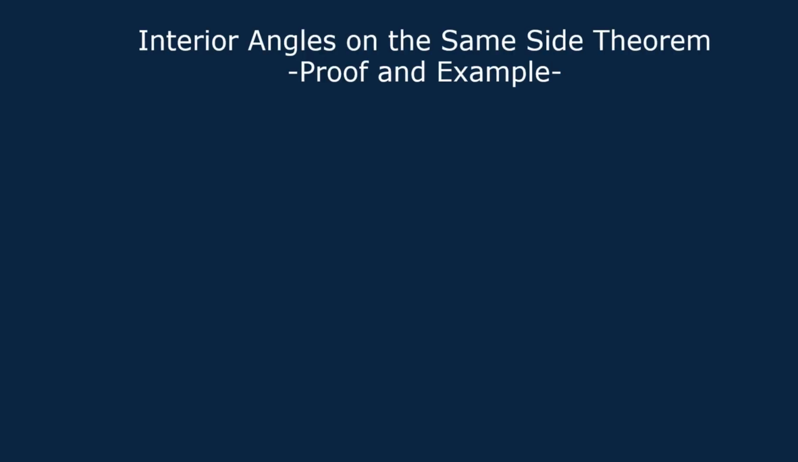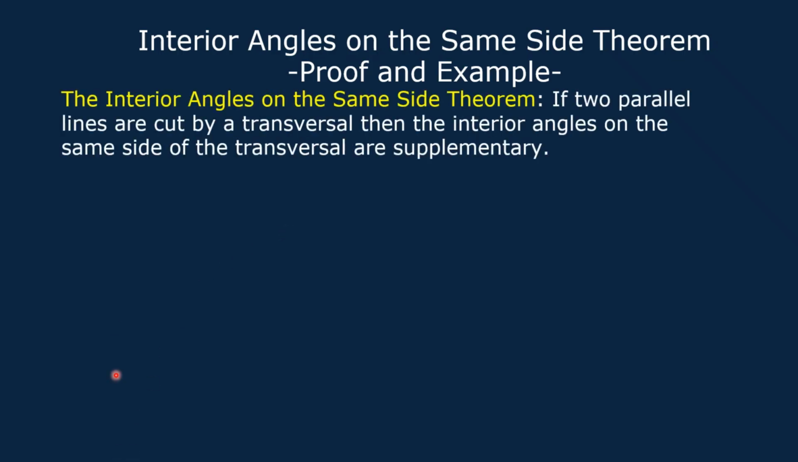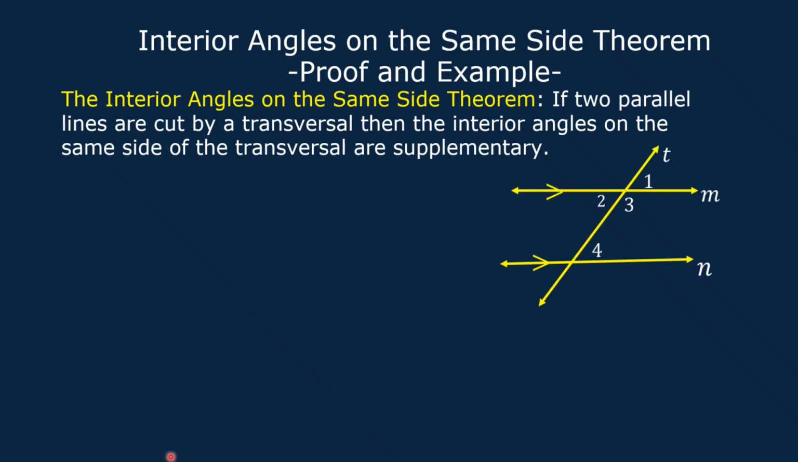In this lesson, we are going to prove the interior angles on the same side theorem and then solve an example problem. This is the interior angles on the same side theorem. If two parallel lines are cut by a transversal, then the interior angles on the same side of the transversal are supplementary. Let's say this is the figure.